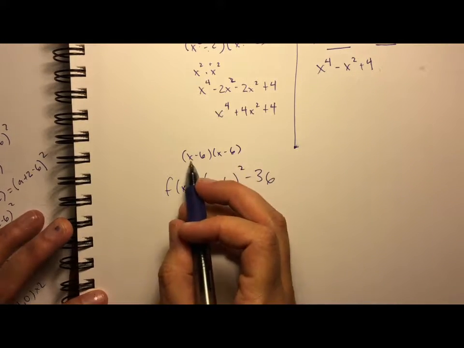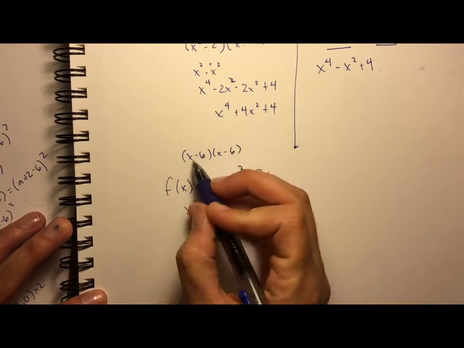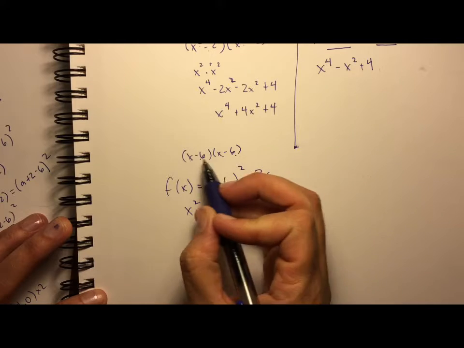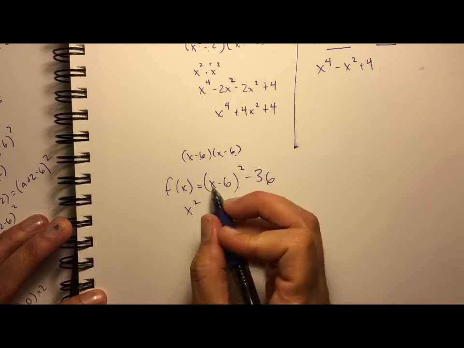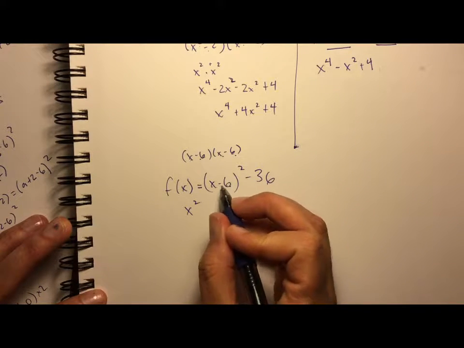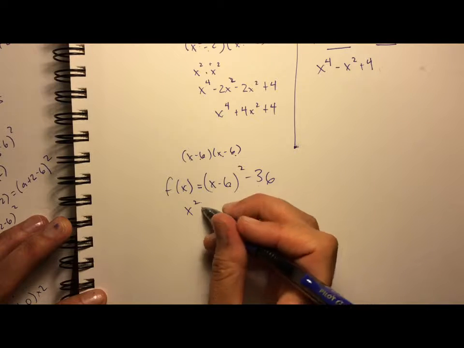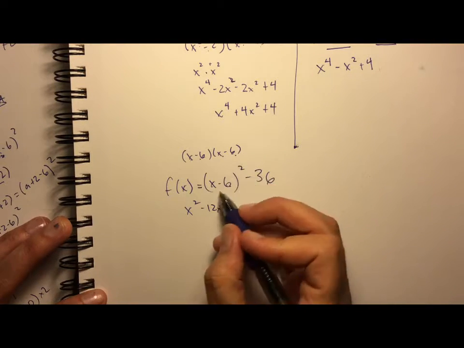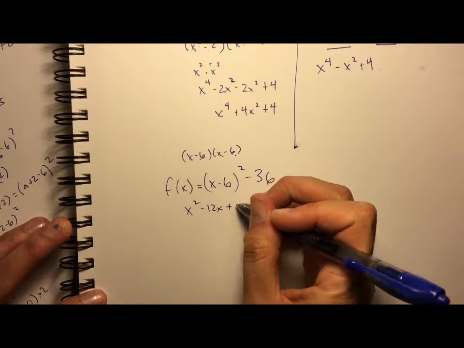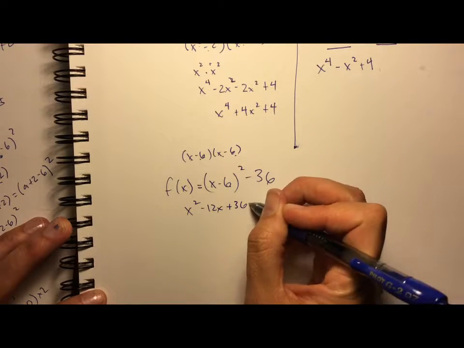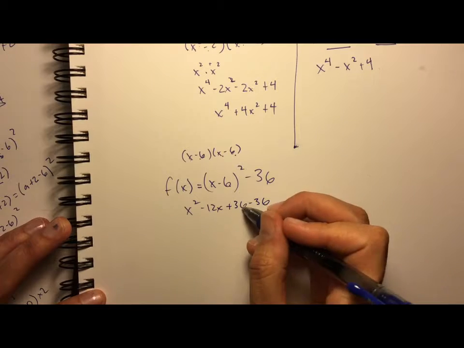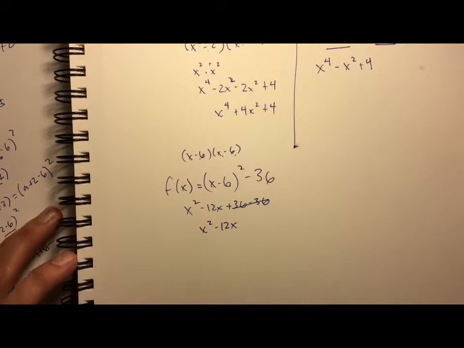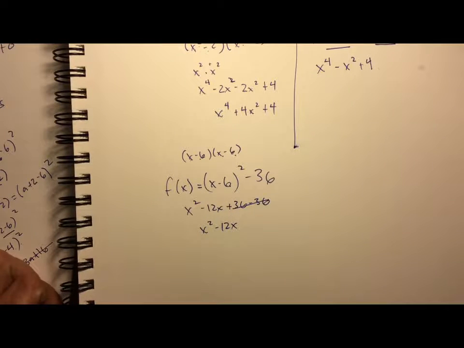Awesome. And then you'd say, okay, that times that is x squared, and then you'd have x times negative 6, and then negative 6 times x, which is going to be negative 12x. Or you can just say x times 6 is negative 6x, times 2 is negative 12x. Either way, you get the same thing. And then you do negative 6 times negative 6, or negative 6 squared, plus 36. Oh, and we have this minus 36. So those two are going to cancel. You end up with x squared minus 12x is your simplified answer.